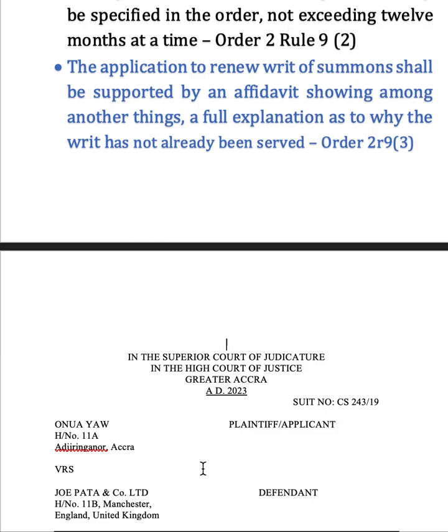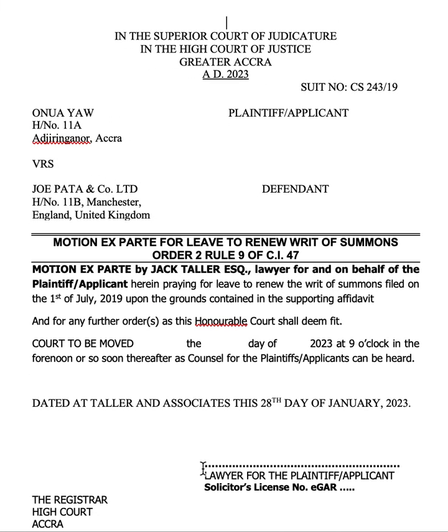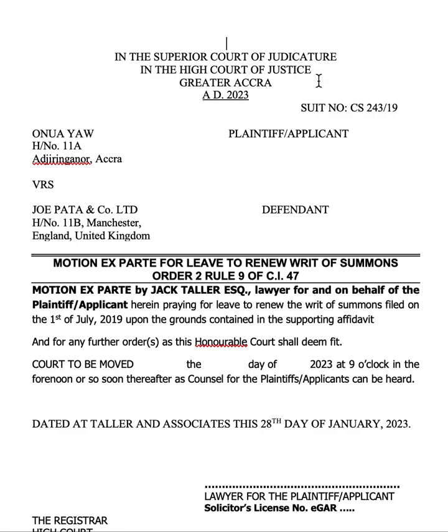Now, because it has not been served, remember you have your parties here. You have your parties here in the Superior Court of Judicature, in the High Court of Justice, Greater Accra, AD 2023. You have your suit number, you have your parties. But it's plaintiff applicant. Plaintiff applicant because the plaintiff is the one applying to renew the writ of summons. Why is it only defendant and there's no respondent? Think about it. You have not even served the defendant. So you can't go on notice. So it's going to be ex parte. If it's ex parte, the defendant is not going to be aware to even come to oppose the application or otherwise.